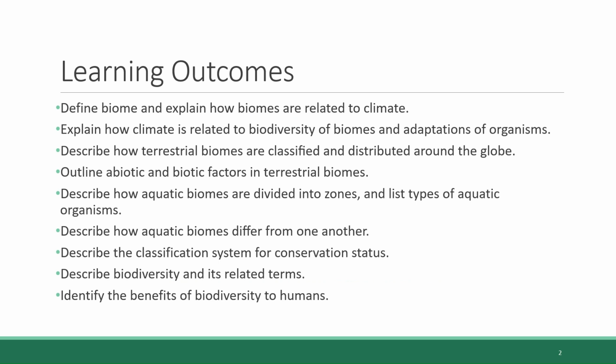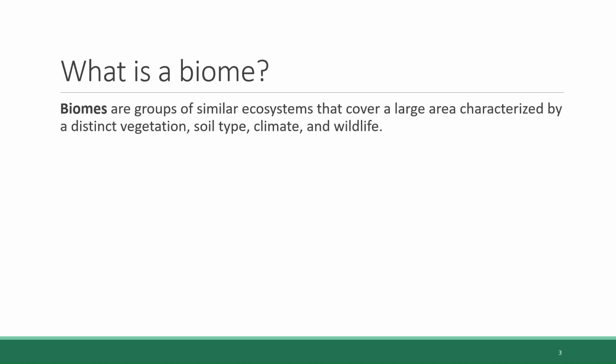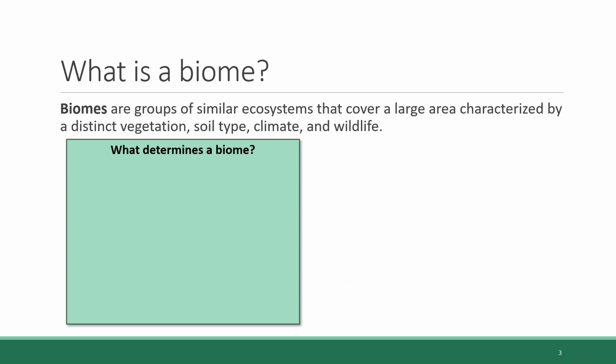Heading into this chapter, you may already have some sense of what a biome is and even be able to name some specific biomes. But before we can talk about the different biomes, we need to define what a biome is and also talk about the variables that give a biome its particular characteristics. So, biomes are groups of similar ecosystems that cover a large area characterized by a distinct vegetation, soil type, climate, and wildlife. The factor that determines which biome exists in a particular region is the climate of that region.